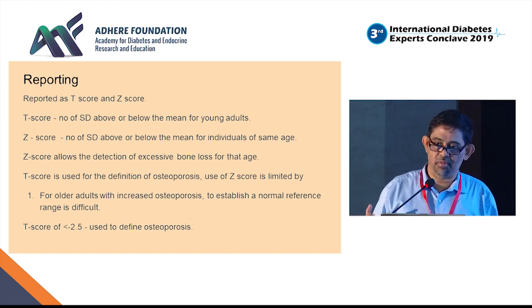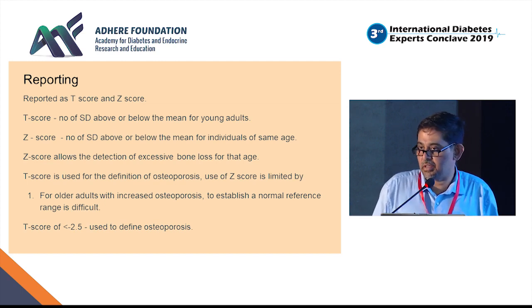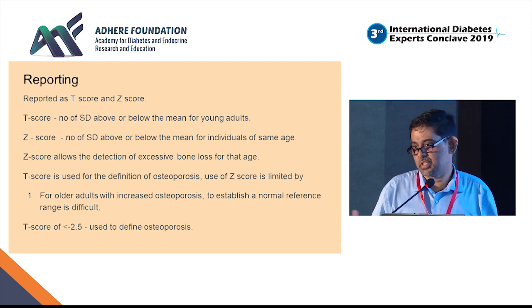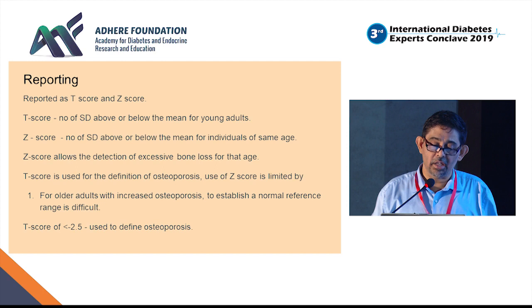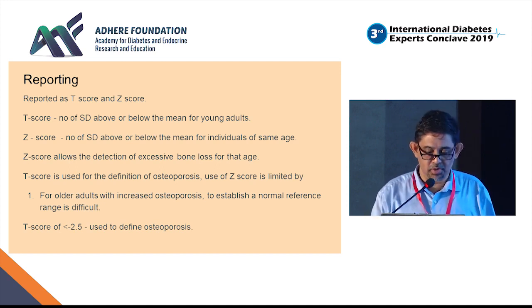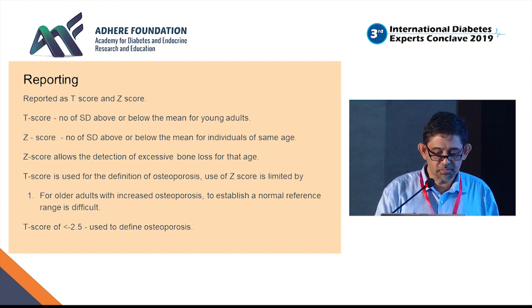Now, obviously, if you have a very elderly patient, 80, 90 years of age, even a so-called normal person will still have a very low T-score because you're comparing her against a 30-year-old. And so, in certain conditions, as we'll see, the Z-score can actually be used for diagnosis or assessment.